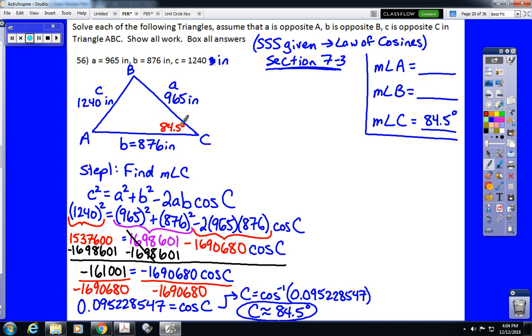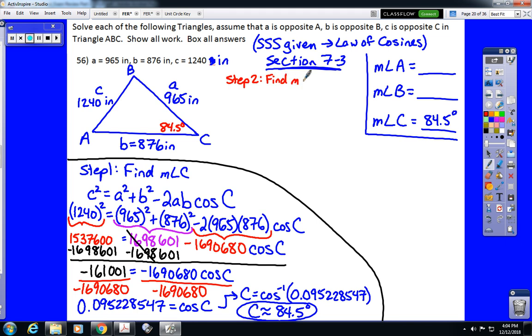Okay, so now that we've done the law of cosines one time, we do not ever need to do the law of cosines again. You only ever have to do it one time. So we did the law of cosines, we found the measure of angle C. Now we use the measure of angle C to find one of the others. It doesn't matter which one, so let's find the measure of angle A.